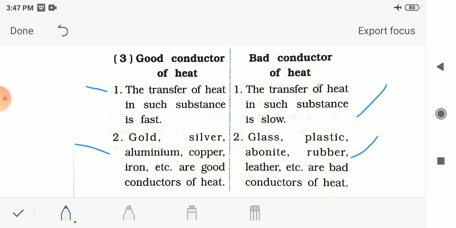First, the property we had seen: in good conductors of heat, transfer of heat takes place faster, whereas in bad conductors of heat, it is slower as compared to the other one. And in the second difference, we had seen these different examples. Metals, that is gold, silver, aluminium, copper, iron, are good conductors of heat, and the examples of bad conductors of heat are glass, plastic, rubber, ebonite, leather. So till now we have seen three differences.